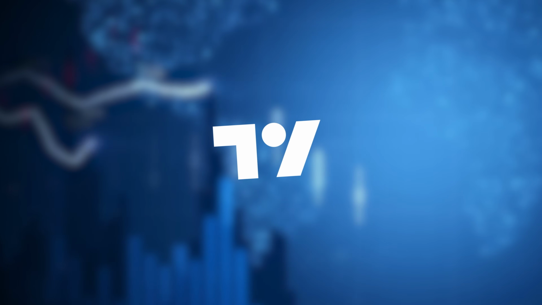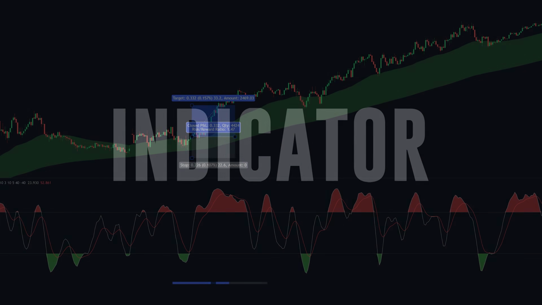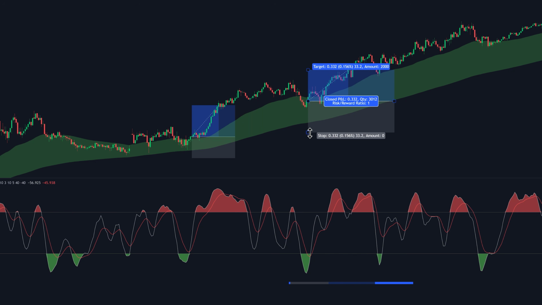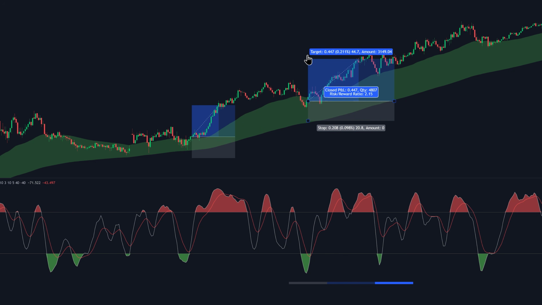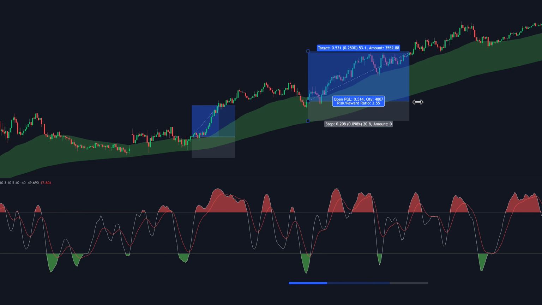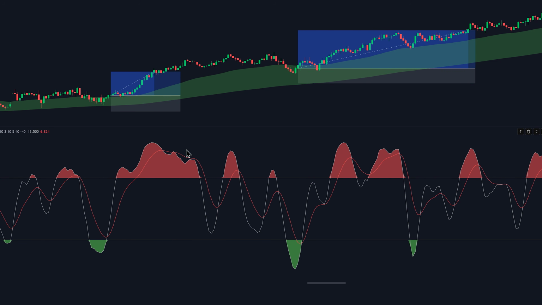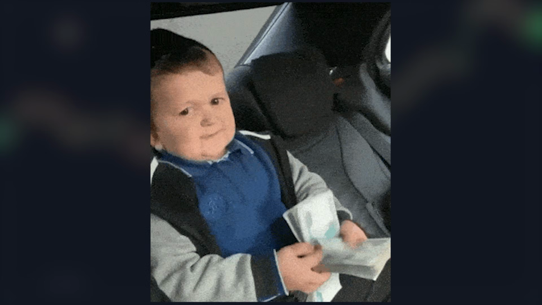I just found a brand new TradingView indicator that is basically an improved version of the traditional Stochastic RSI indicator. In this video, we are going to explore what this indicator is, how it works, and we'll also combine it with other technical indicators to create a super profitable trading strategy.